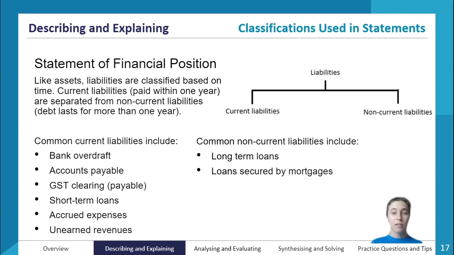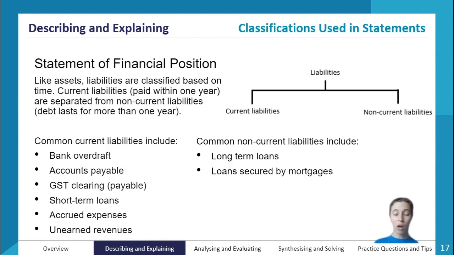So like assets, liabilities are classified based on time. Again, current liabilities are paid within 1 year. Non-current liabilities are debts that are going to last for more than 1 year, and they are separated from one another. Some common current liabilities, there's more of these than there are non-current.